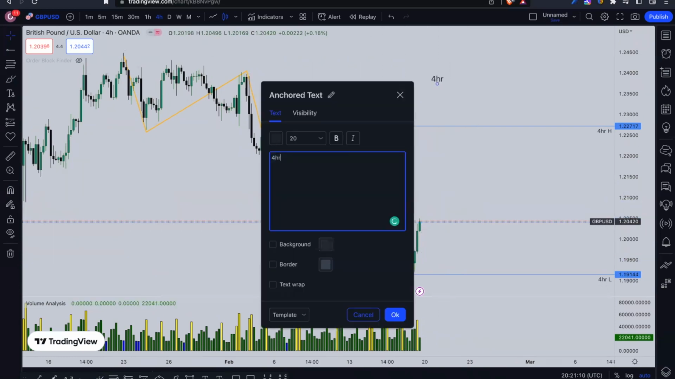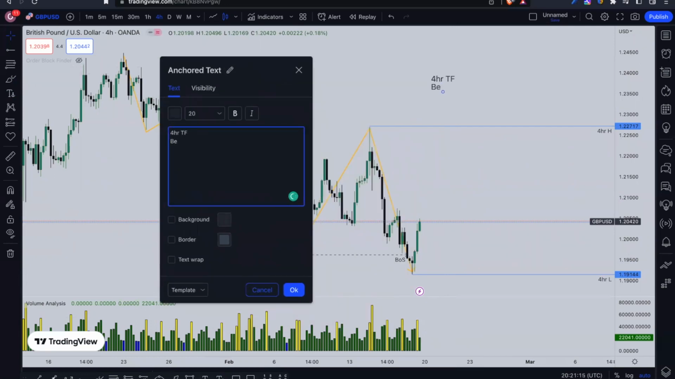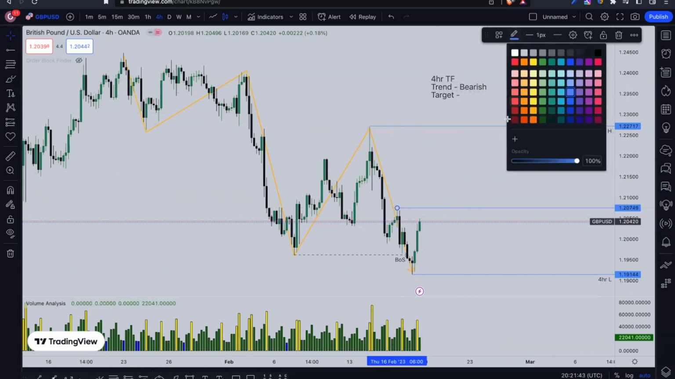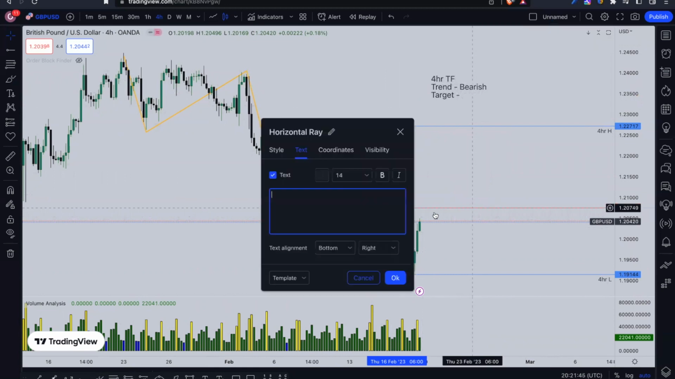So for the 4-hour TF, right, what's the trend? The trend is bearish. It's still bearish. So trend bearish, right? What is our target? Our target is, we didn't mark that. Okay, so let's mark it. Our target is this price level. Let's change the color to red. Okay. Target.